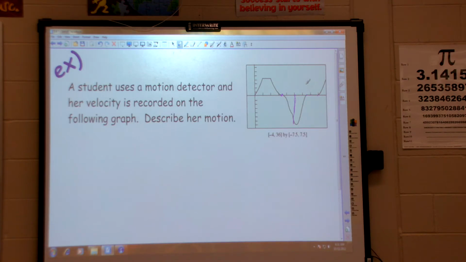So the steeper it is, the faster I'm moving. But it has nothing to do with positive or negative. That just tells me which way I'm moving. Okay? So we're going to write this up.